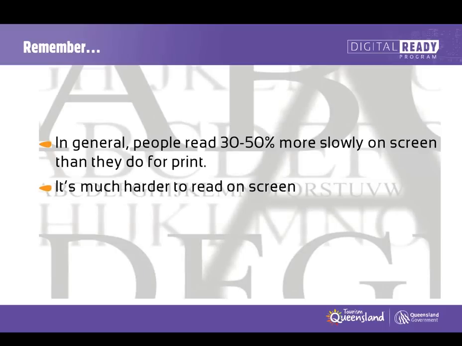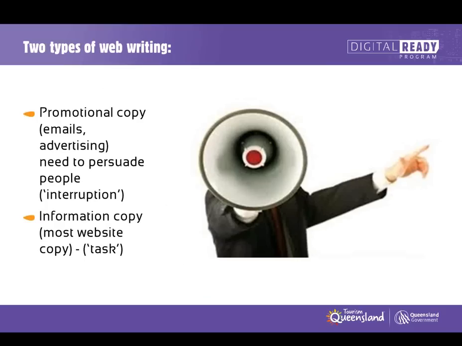So in general, people read 30 to 50% more slowly on screen than they do for print. There's a whole bunch of reasons for this, which is probably a whole workshop in itself, but if you can understand that it's much more difficult to read on screen, so people will be reading a lot more slowly, therefore we need to go for clarity as much as possible. So how do we achieve clarity?